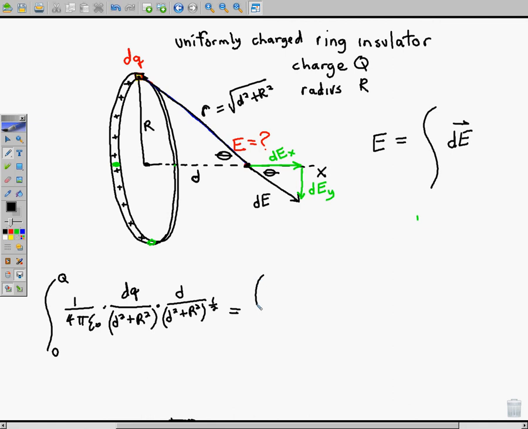So I could say 0 to q, 1 over 4 pi epsilon 0 times d over, what do you get when you multiply these two parentheses? d squared plus r squared to the 3/2 dq. But this d here is not that d there, right?